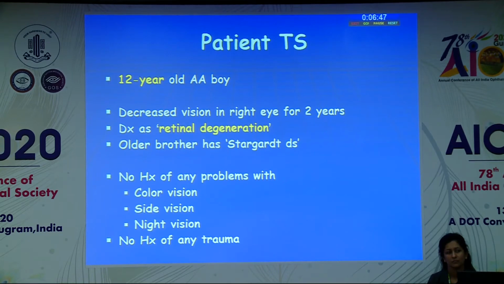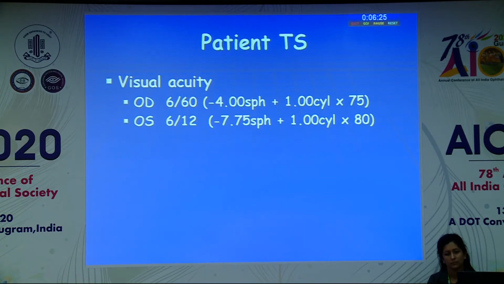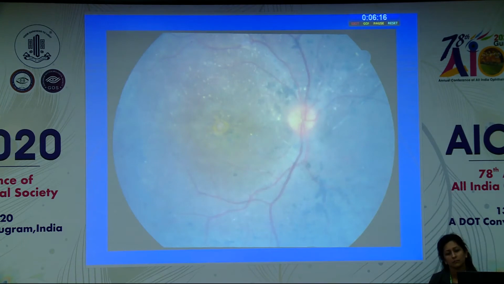So this is a 12-year-old Afro-American boy who was referred because he had some kind of retinal degeneration in the right eye, with decreased vision in the right eye, also some in the left, for a couple of years. His older brother was diagnosed to have Stargardt disease. There was no other history of any other problems, and especially no history of any trauma. The vision was 6/60 in the right eye and 6/12 in the left. He's a myope with some astigmatism. And this is what his retina looked like.